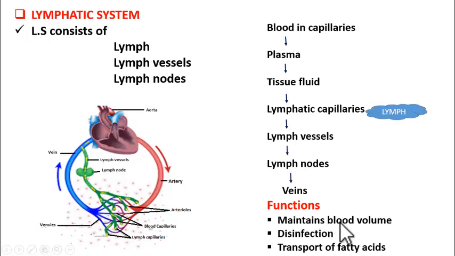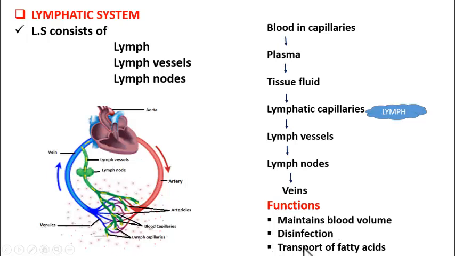The next thing is disinfection. So where is this disinfection happening? See, the lymph nodes are the points of disinfection. Lymph nodes contain a lot of white blood cells. So when lymph is flowing through the lymph node, what happens? These WBC catch the pathogens and disinfect the fluid. So lymph nodes disinfect and provide immunity, right?